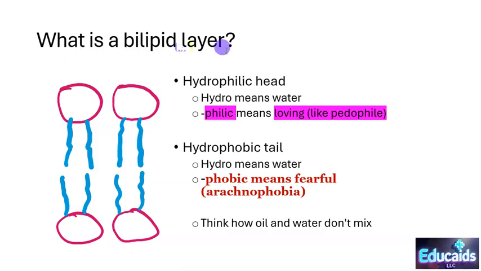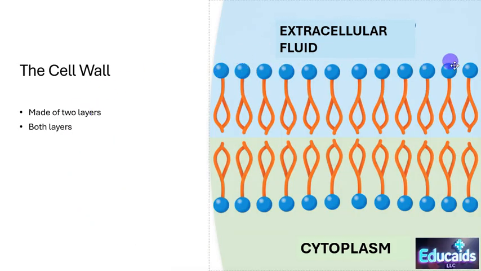So what is your bilipid layer? You have a hydrophilic head, and anytime you see philic, think loving. I know this is a pretty awful comparison, but this is how I keep it in my brain. A pedophile literally means lover of children. So when you see philic or phile, that means loving. In the case of your bilipid layer, a hydrophilic head means a water loving head. That is the little pink circles right here. That is the water loving side, and that is the side that faces the fluid, that faces the water.